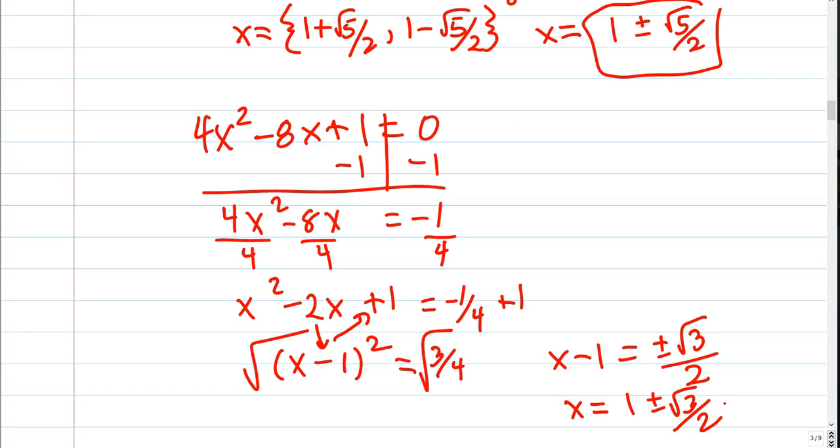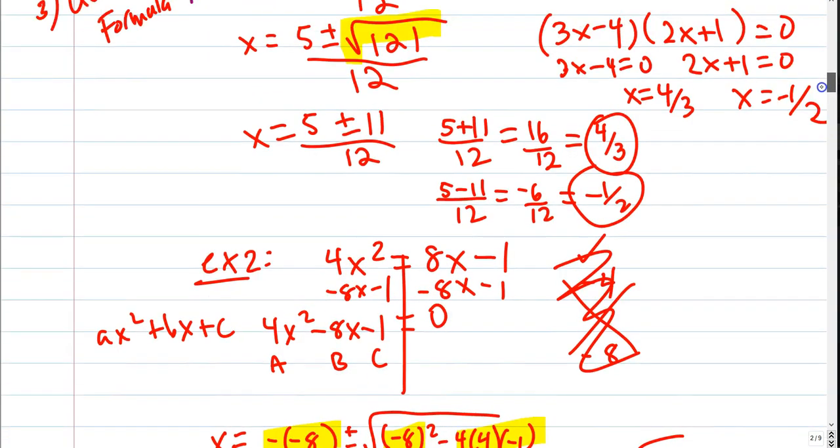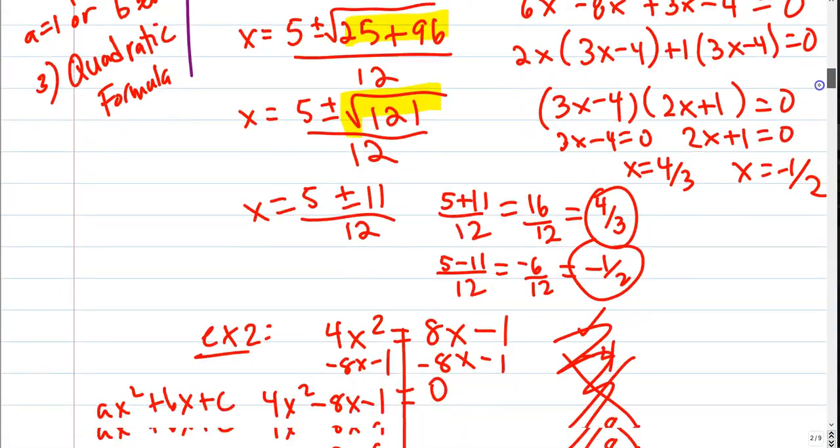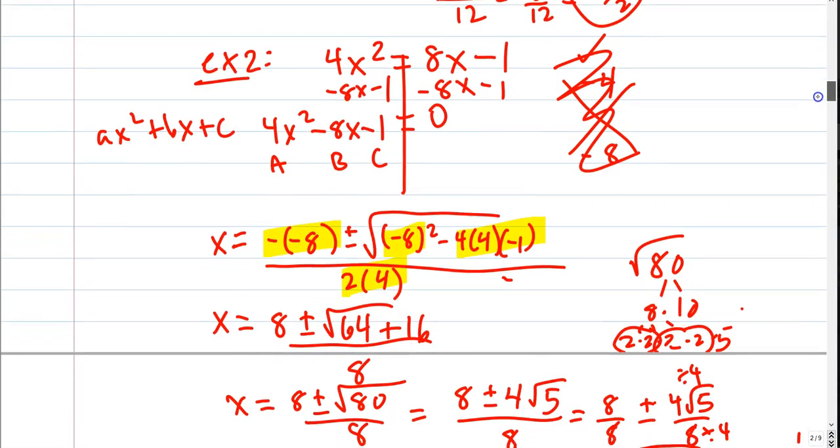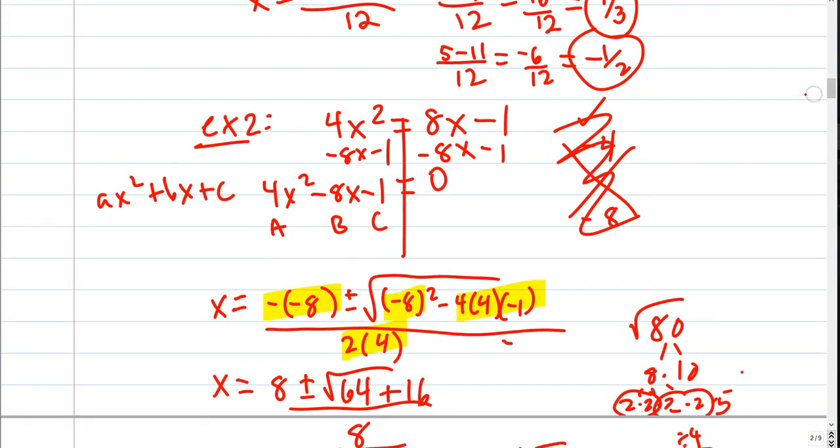So why aren't these the same? What happened? Did I miswrite this? 4x squared minus 8x. This was supposed to be a plus 1. Probably all of you are screaming at your screen while I was doing it. Plus 1, plus 1. So the c is plus 1. Jeez. So all that did is change this to a minus 16.